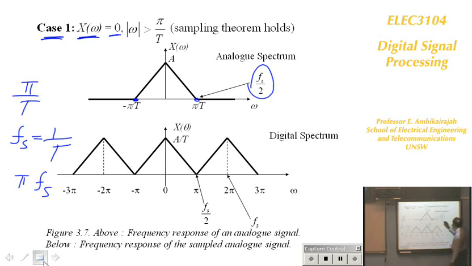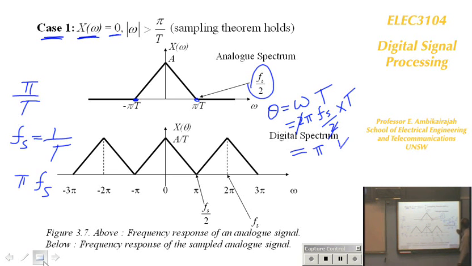How do you do that? You can come back here. Our relationship is theta equal to omega T. Right, that's our relationship. So if you want to have omega at that point, at Fs over 2, that is 2 pi Fs over 2, that's what you want to have, times T. What that means is, these two cancel out, and pi times Fs, which is 1 over T, times T, they cancel out, and you get pi. So pi is your radians.